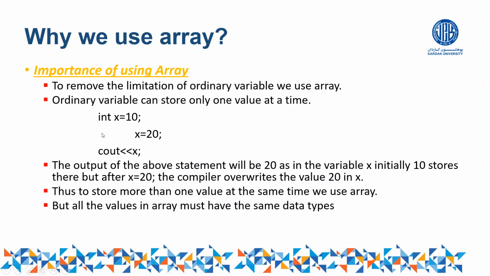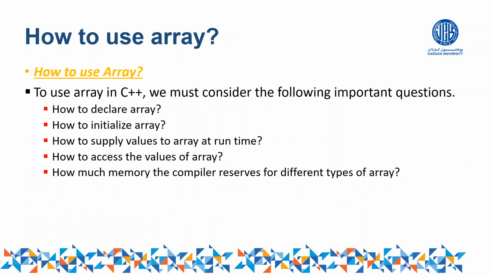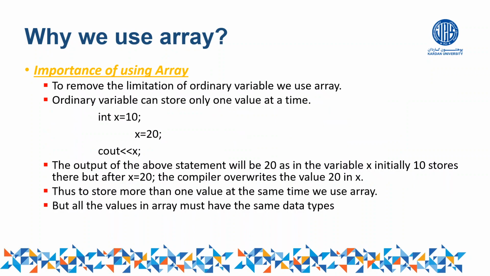If you have declared a float array, then all the elements or all the values must be float. Or if you have declared an integer array, then all the elements of this integer array must be integer. Now another question might arise in your mind, and that is how to use an array. So to use an array in C++, we must consider the following important questions. Before discussing these questions, let me show you the output of this program.